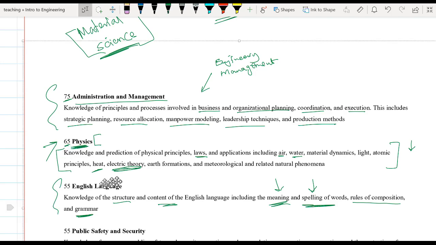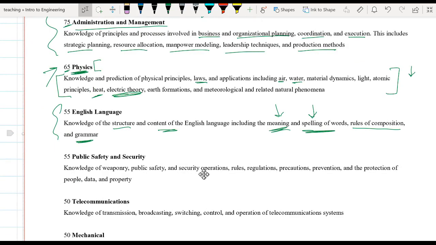The last one I think I want to discuss is that of public safety and security. Again, you cannot afford to be very careless as an engineer in terms of how safe the public that you are serving are in terms of security and safety. So as much as you're developing the products and the systems, you must of course apply your knowledge of safety and security to make sure that the products and the systems that you develop meet the safety standards of the public and the society.